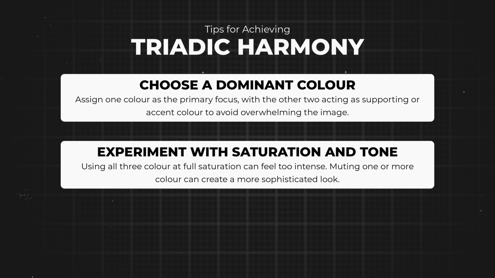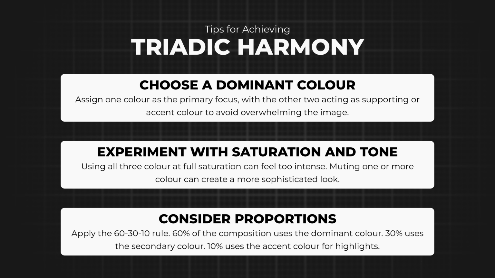Using all 3 colors at full saturation will feel way too intense, so muting 1 or 2 of those colors will create a more sophisticated look. As well as consider proportions, maybe apply a 60-30-10 rule. 60% of the composition uses one dominant color, while 30% can use the secondary color, and then 10% can use the accent color, maybe just for the highlights or shadows.